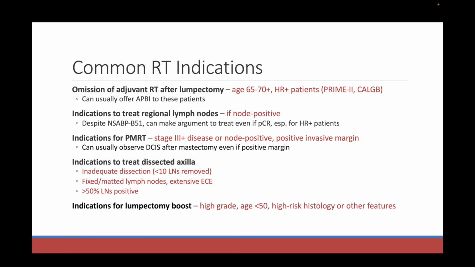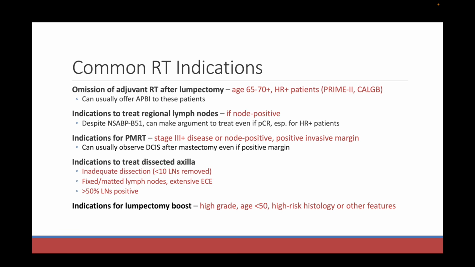What are indications for treating an axilla that's dissected? A lot of times they'll just get sentinel lymph node biopsy and then we're doing regional lymph node radiation, kind of based on the Amorose trial. But some patients that have a dissected axilla need axillary radiation. Number 1, if they have an inadequate dissection, so we removed less than 10 lymph nodes. Number 2, if they have fixed or matted lymph nodes or extensive extracapsular extension, that makes you concerned that there's essentially a positive margin for lymph nodes left behind. And number 3, if they have over 50% of their lymph nodes positive, that's another risk factor.